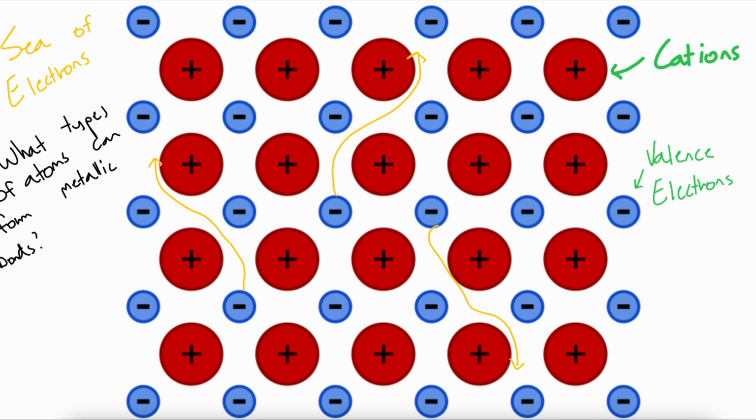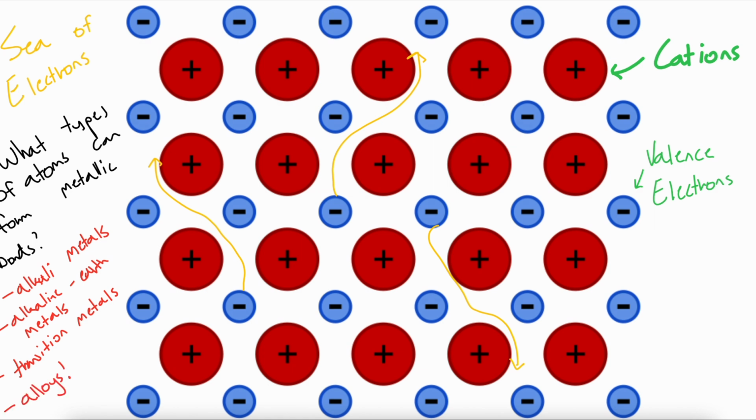One last question to cover before we move on to properties. What types of atoms can form metallic bonds? Well, pretty much exactly what you would think. Metals. Alkali metals, your group 1 metals, such as sodium or potassium. Alkaline earth metals, those are your group 2 metals, such as calcium or magnesium. And transition metals, such as gold or iron, can all form metallic bonds. Also super important, alloys, which are combinations of two or more metals, can also form metallic bonds. For instance, steel, brass, and bronze, alloys that you're definitely familiar with, can all form metallic bonds.